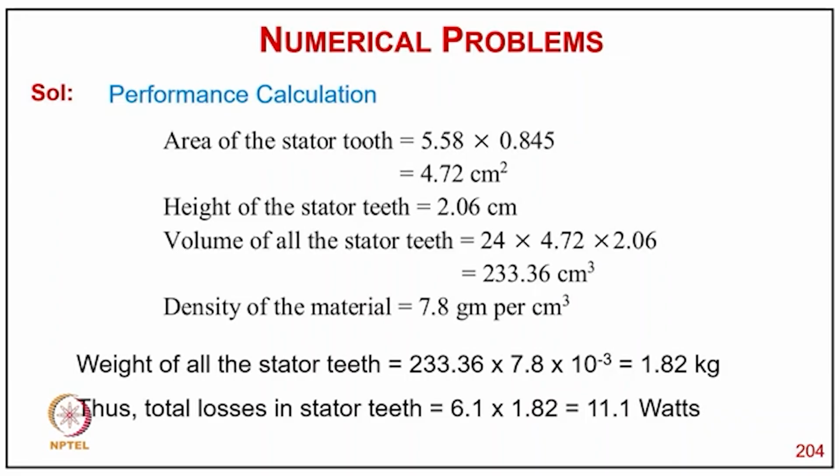The volume of all stator teeth is the number of stator teeth, 24, into the dimension, so it comes to 33.36 centimeter cube. The density of material is 7.8 gram per centimeter cube. The weight of all stator teeth from this relation comes to 1.82 kg, and thus the total core loss in stator teeth, from the specific loss, comes to 11.1 watt.